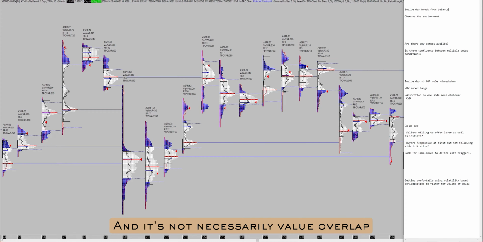And well, it's not necessarily value overlap. It's not like we have value slightly up or slightly low. This is almost entirely inside. And we have a balance structure forming. Okay, so you can have this break from balance and not necessarily have inside days or very tight value like we do in this case. So you can see that in the beginning of a range, you could start it off with value more or less migrating, still stuck again within the confines of a range.